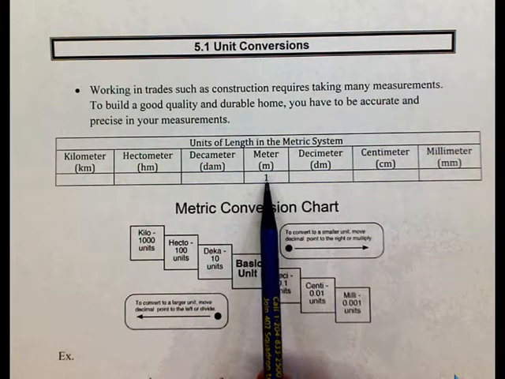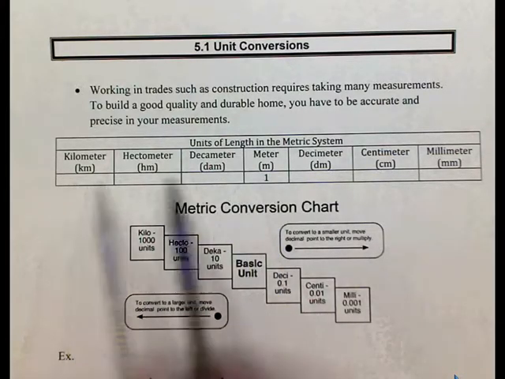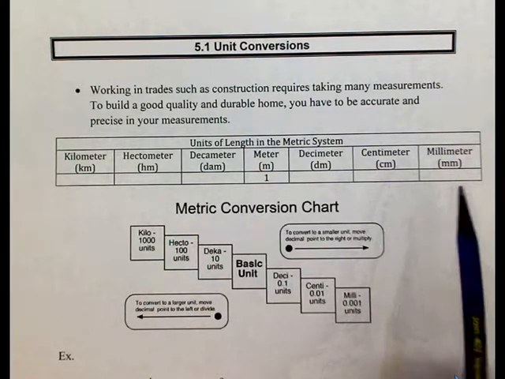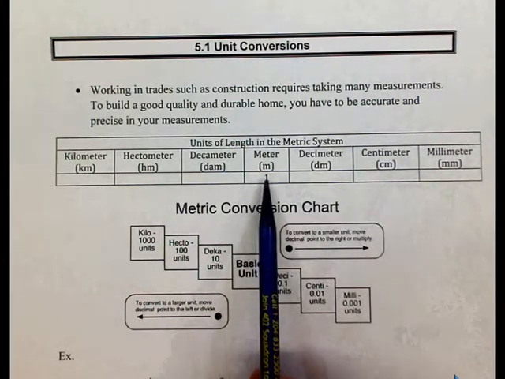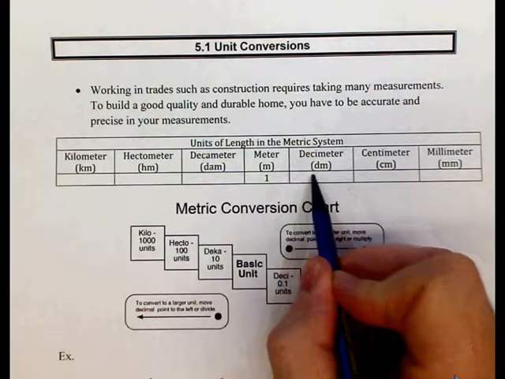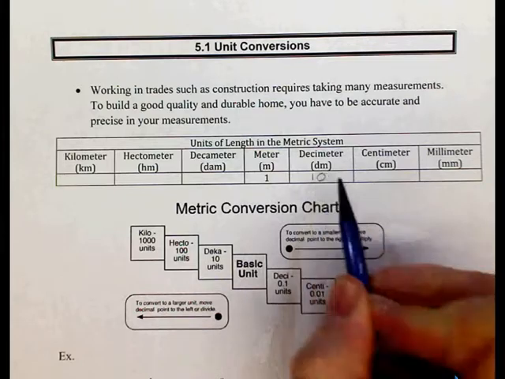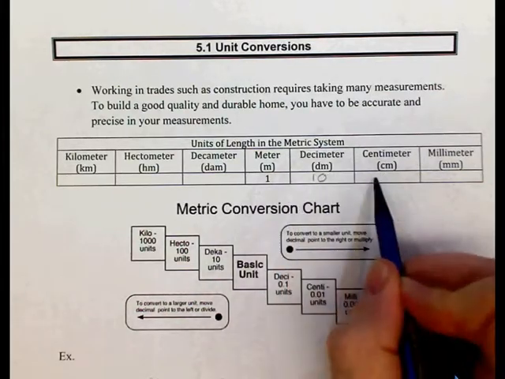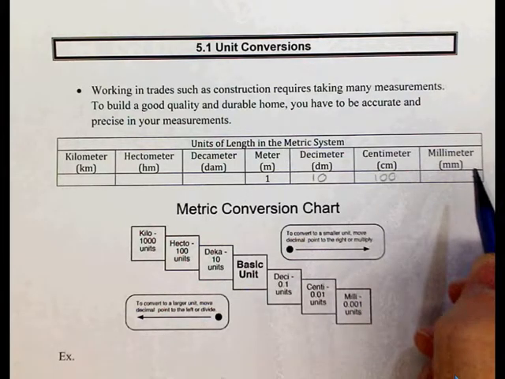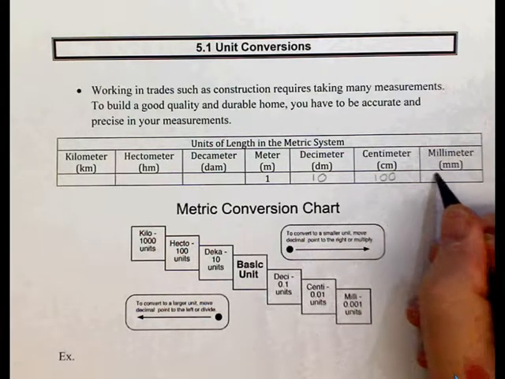Now the metric system is a base 10 system, which means you can go up or down on our chart by a factor of 10. So let's take the idea of the meter. How many decimeters are in 1 meter? Well, there are 10. How many centimeters are in a meter? Well, there are 100. And how many millimeters are in a meter? There are 1,000.